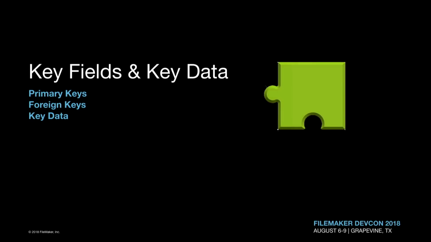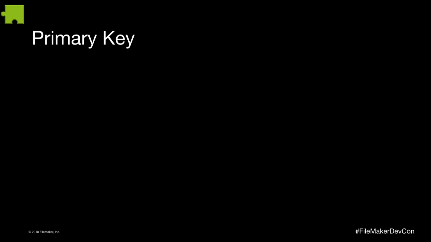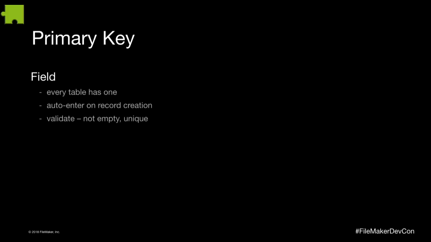There are a couple of keys that you need to know about, and the first of those is a primary key. And I've separated here the idea of the primary key field and the data it contains. A primary key field is something that should appear in every table that you create. In a lot of ways, it should be the very first field that you create. It should auto-enter its contents when a new record gets created, and it should be validated such that its contents is never empty and always unique to records in that table.